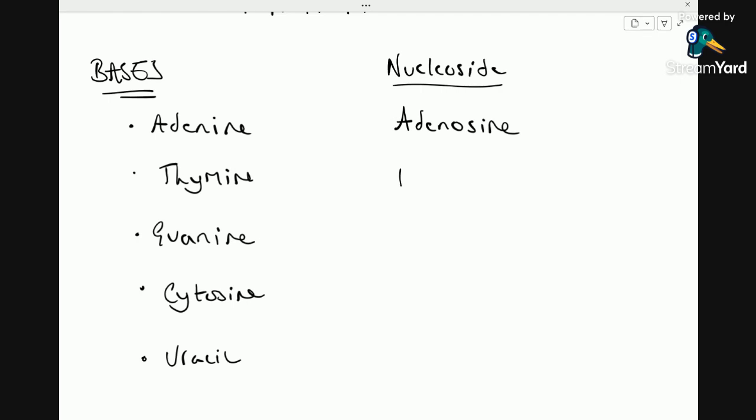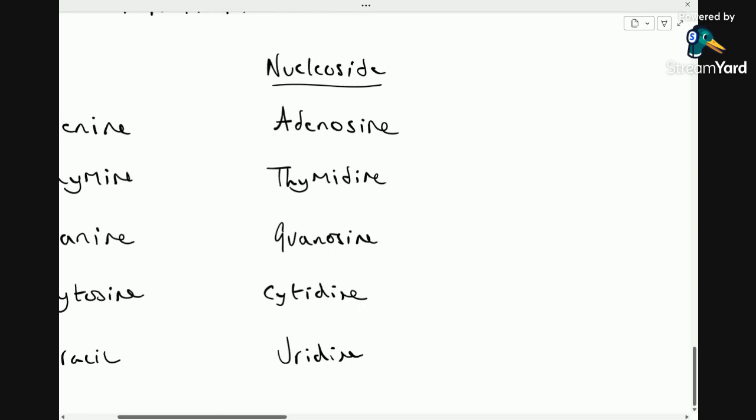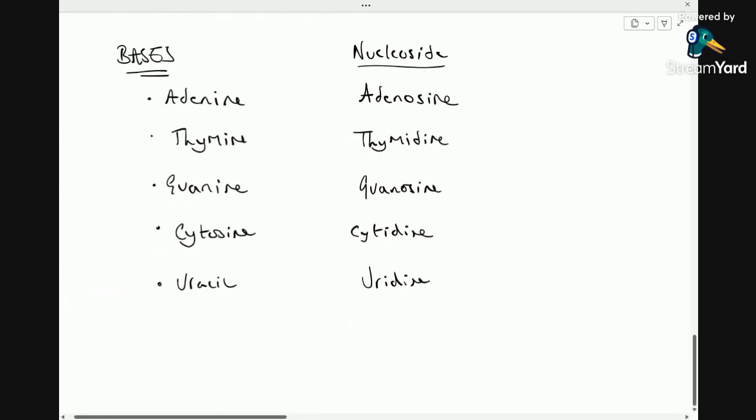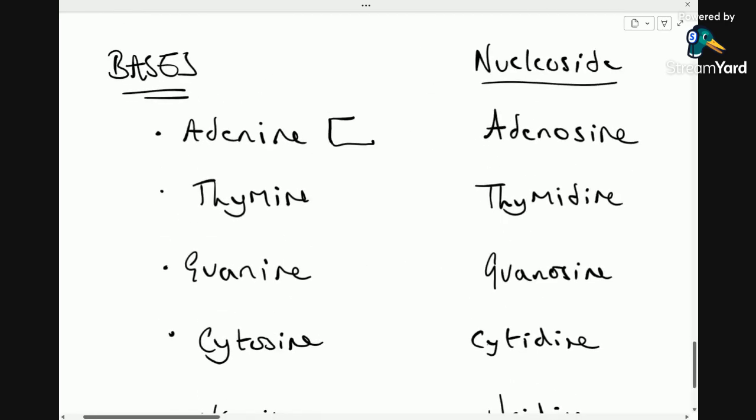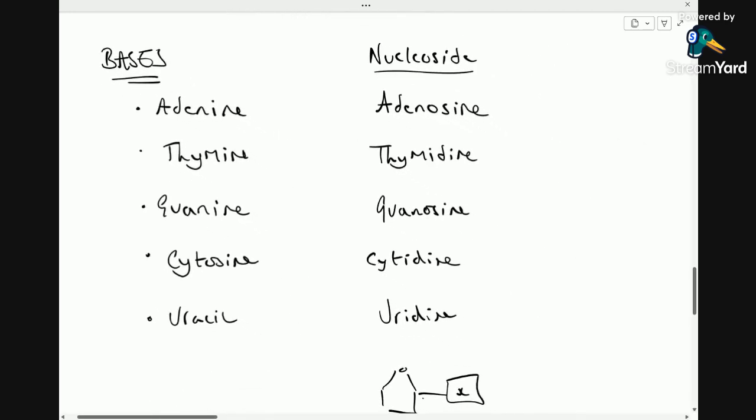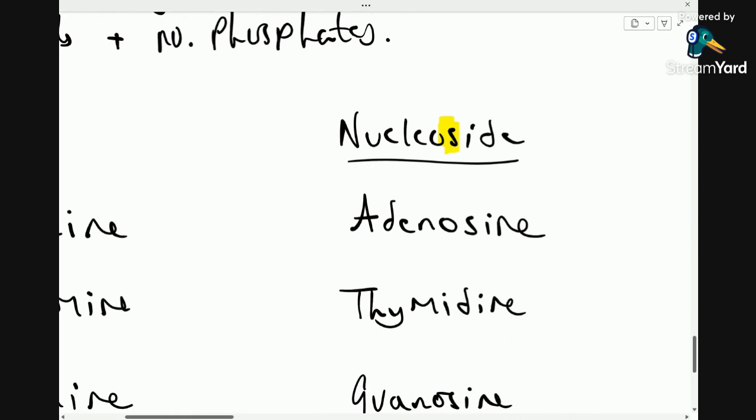So thymine becomes thymidine. Guanine becomes guanosine. Cytosine becomes cytidine. And uracil becomes uridine. So again, all of these are the ribose sugar connected to one of the bases, either A, T, G, C, or U, depending on what we call it. If I were to just refer to adenine, I am talking only about the base adenine, not the adenine connected to a sugar. So again, S-I-D-E for sugar, nucleoside for sugar.